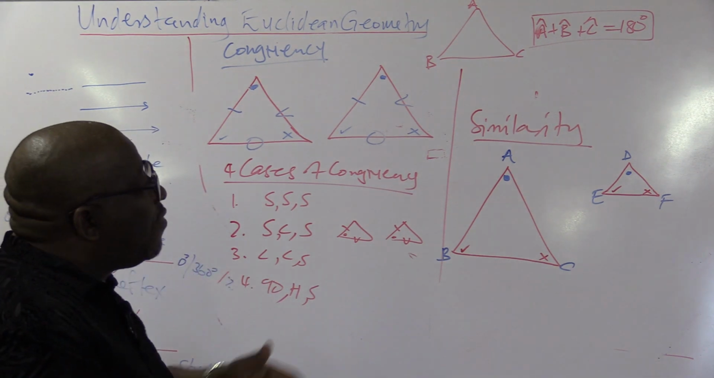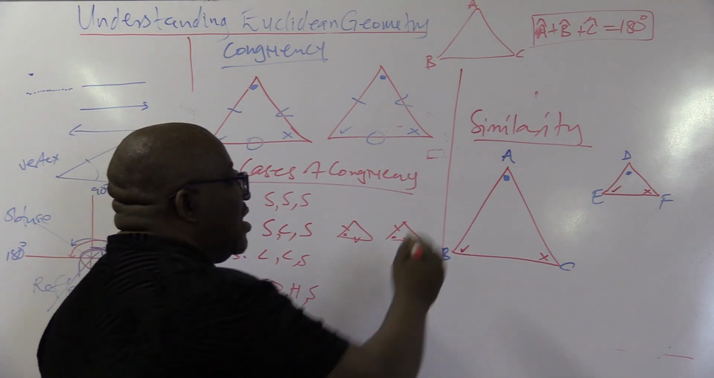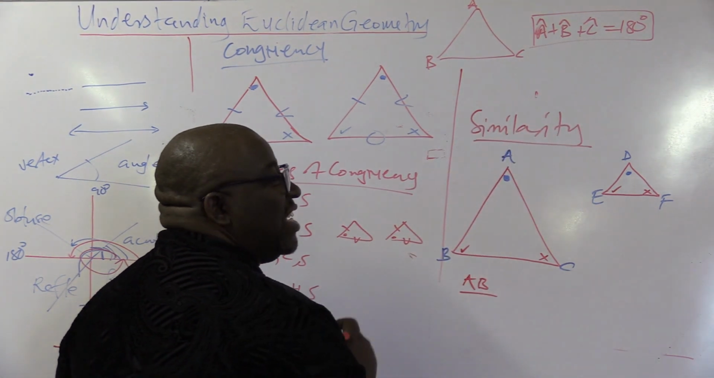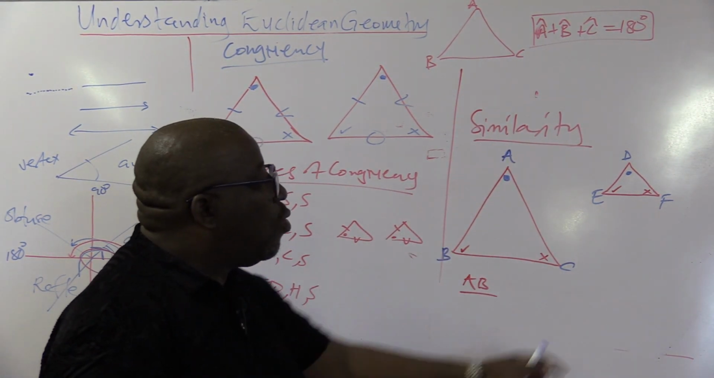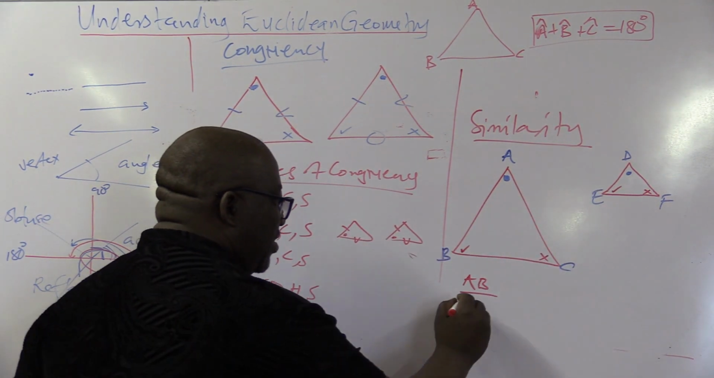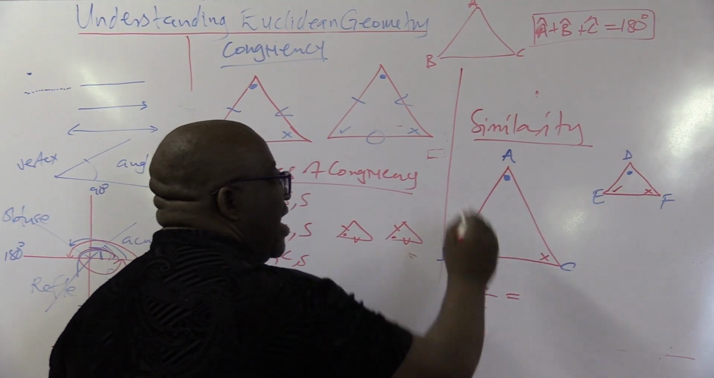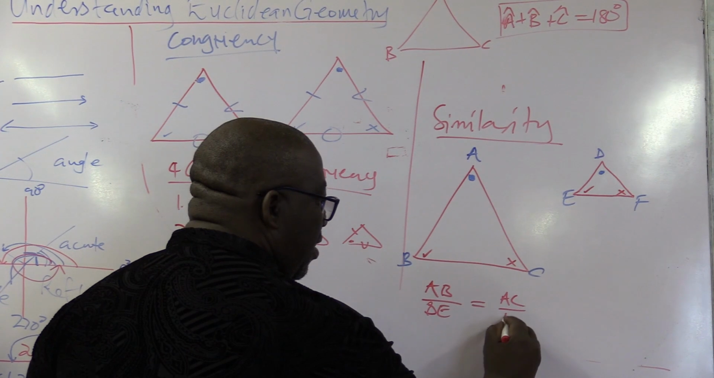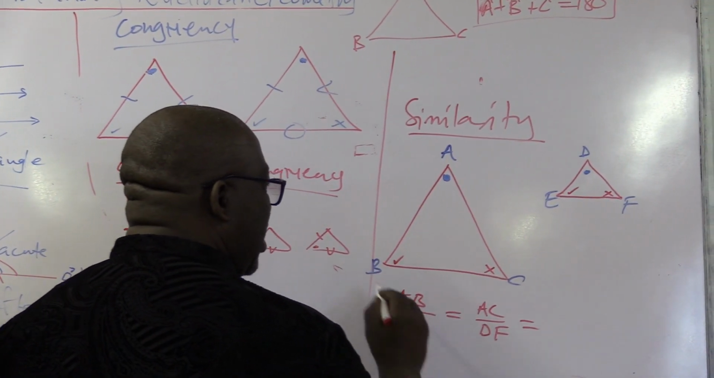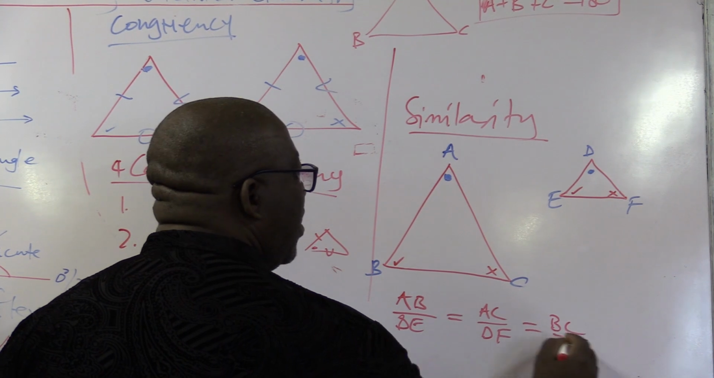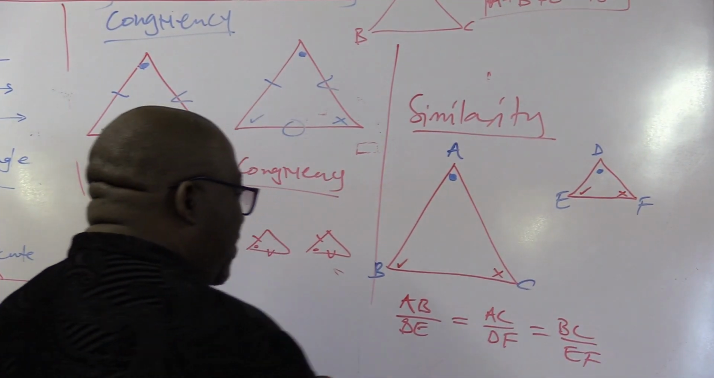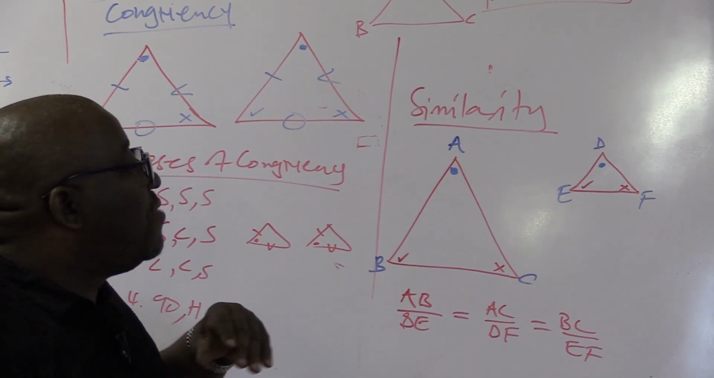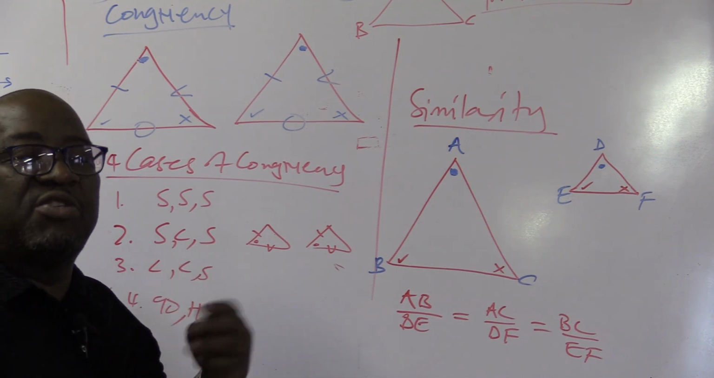What do I mean by that? If I've got two triangles that are similar, it simply means that this side, AB, over the corresponding side there. AB corresponds with which side? This side, DE. So AB over DE will be the same as AC over the side it corresponds with, DF. We can even add the third side, BC over EF. And if the ratio of the corresponding sides are the same, then the two triangles are similar.